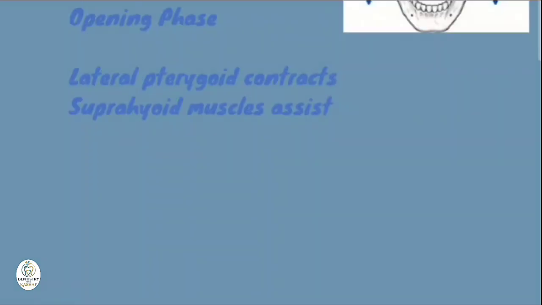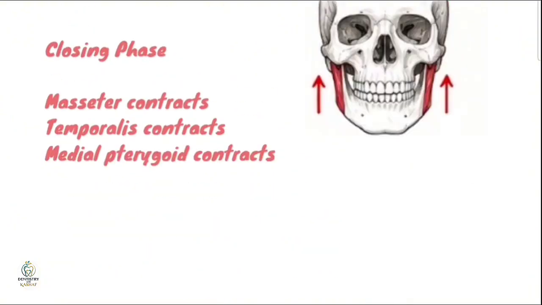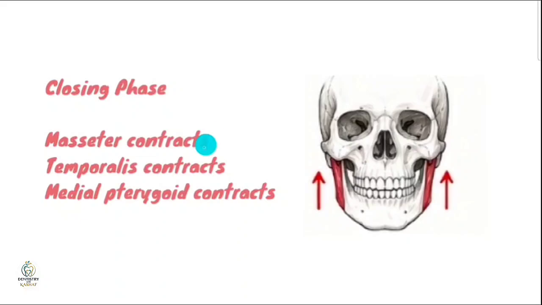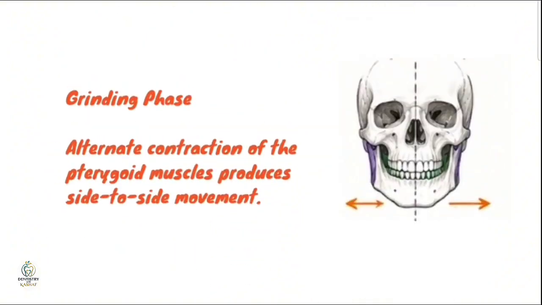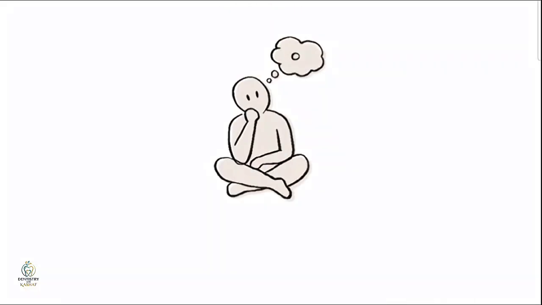Okay, what are the different muscles used during mastication? We already discussed it, but let's revise it. The opening phase is done by your lateral pterygoid when it contracts and the suprahyoid muscles when they assist. It is the only muscle which can cause opening of the mouth, and the remaining basically close the mouth. The closing phase is done when your masseter contracts, your temporalis contracts, and your medial pterygoid contracts. So three muscles are working together to close your mouth. And the grinding phase is done by alternate contraction of your pterygoid muscles, like both lateral and medial pterygoid muscles are involved in side-to-side movements.